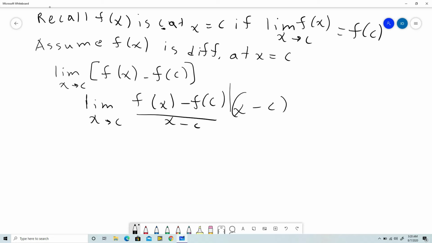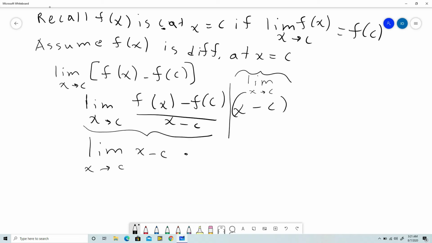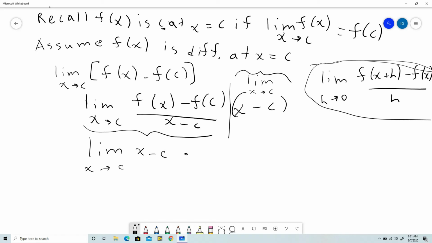So you can split these up, where this is also limit as x goes to c, and this portion right here we can just bring down, and this portion right here we know is the limit definition. Actually, we learned it as this right here, but if you think about it, this right here is actually the same as this right here. So we know that this is just the derivative, so we can just put it in derivative notation, f prime of c.